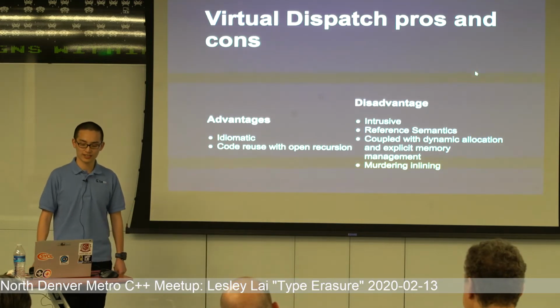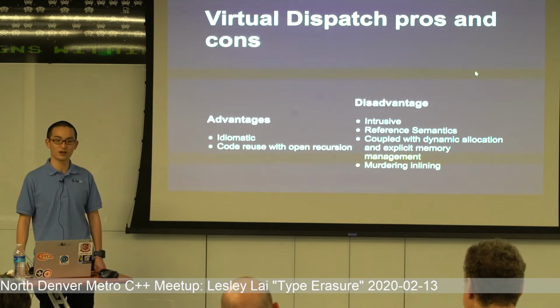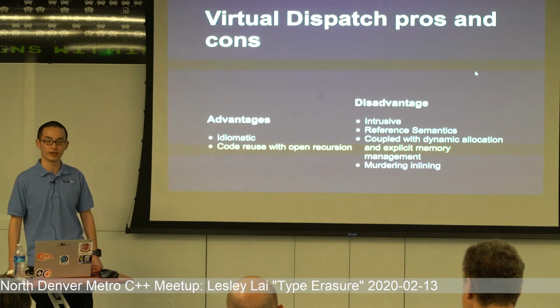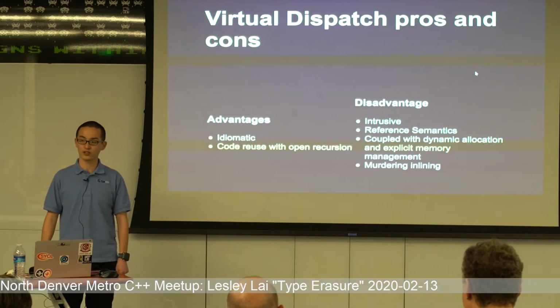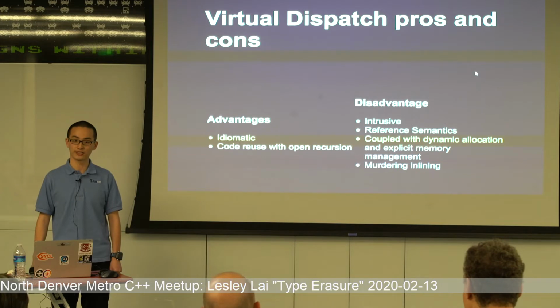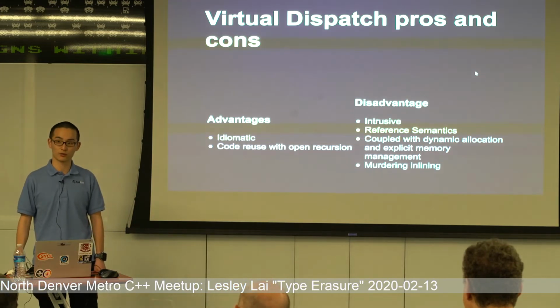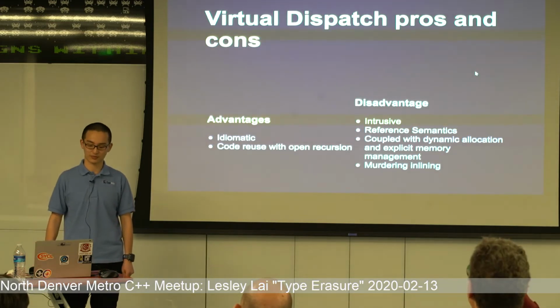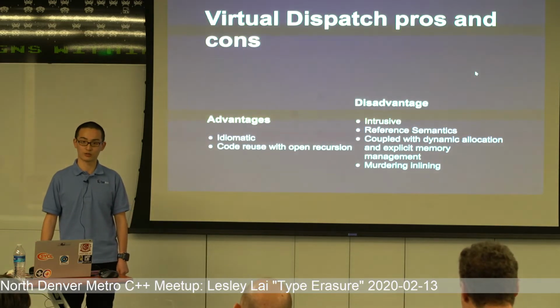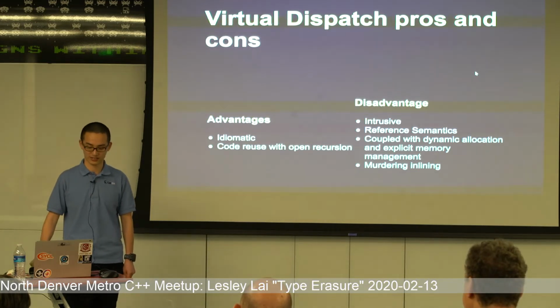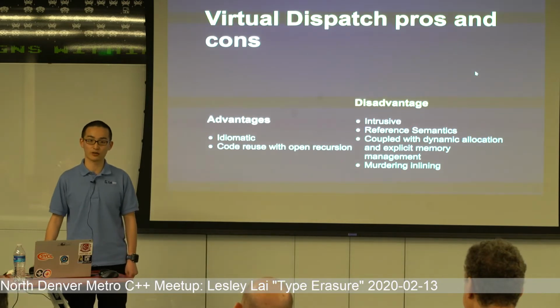Other bad things is reference semantics. Reference semantics means it's kind of coupled with dynamic allocation and explicit memory management. Not absolutely. You can still allocate stuff in static storage or on the stack, but that becomes really inconvenient. So mostly people allocate every object on the heap. Then that's expensive and also means you need to do some kind of management. Even unique_ptr is not like just allocating on the stack.